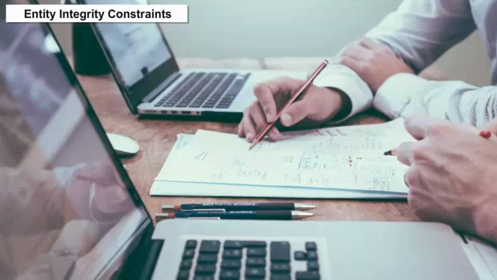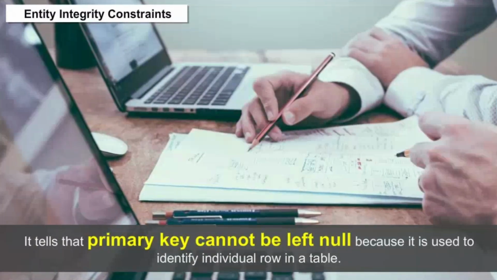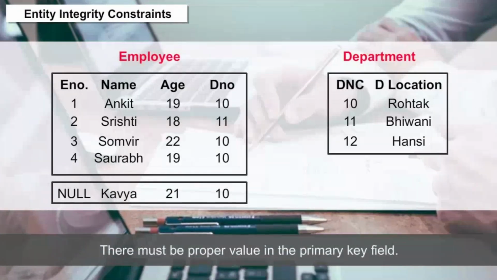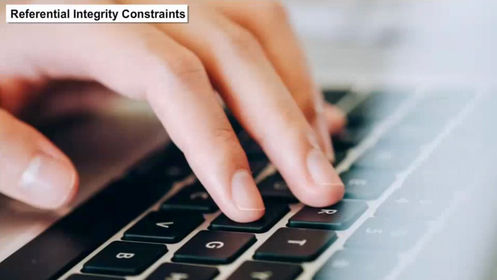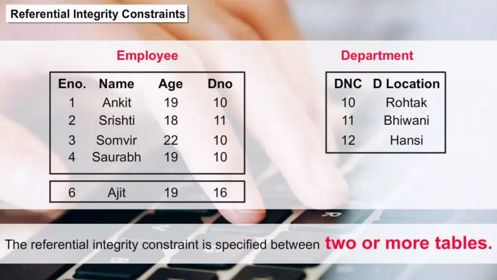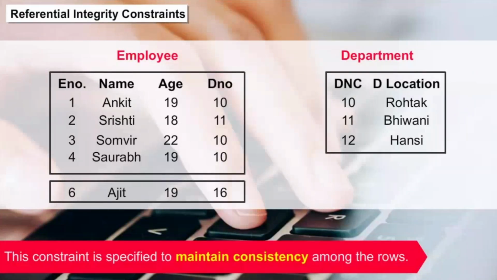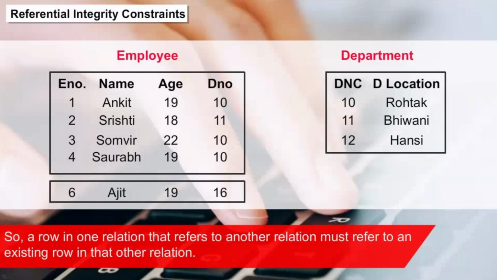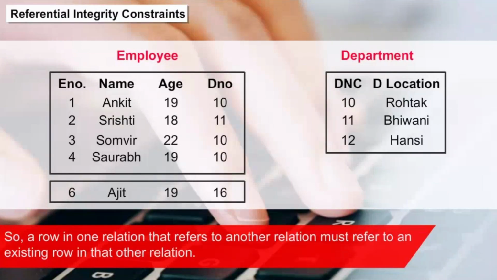Entity integrity constraints. It tells that the primary key cannot be left null because it is used to identify an individual row in a table. There must be a proper value in the primary key field. Referential integrity constraints. The referential integrity constraint is specified between 2 or more tables. These constraints are specified to maintain consistency among the rows. So, a row in one relation that refers to another relation must refer to an existing row in that other relation.